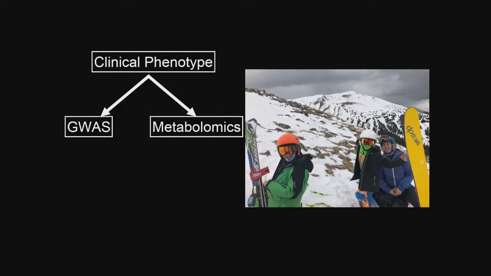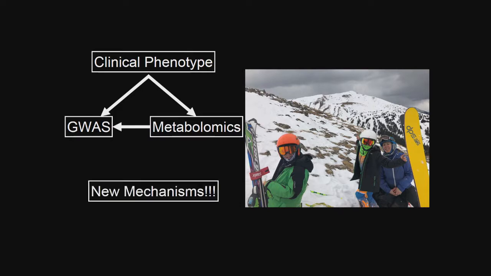So this is the way we do these analyses with big data sets, right? We take a clinical phenotype, we do GWAS studies, and we do metabolomics studies on these large data sets, but then we advise one analysis with the other, and we more precisely define these phenotypes. So you're able to find new mechanisms of disease in this way, right?